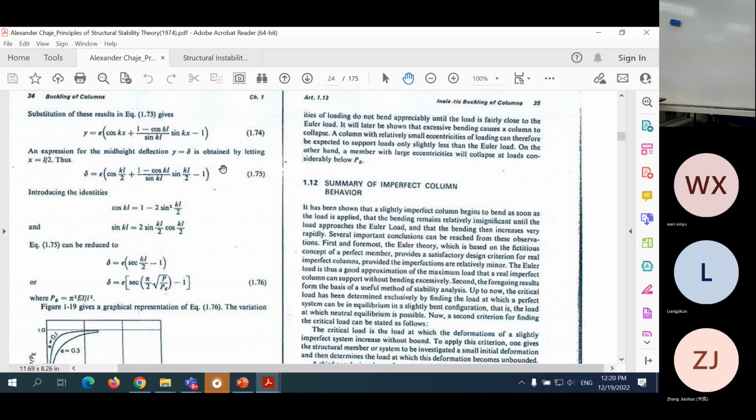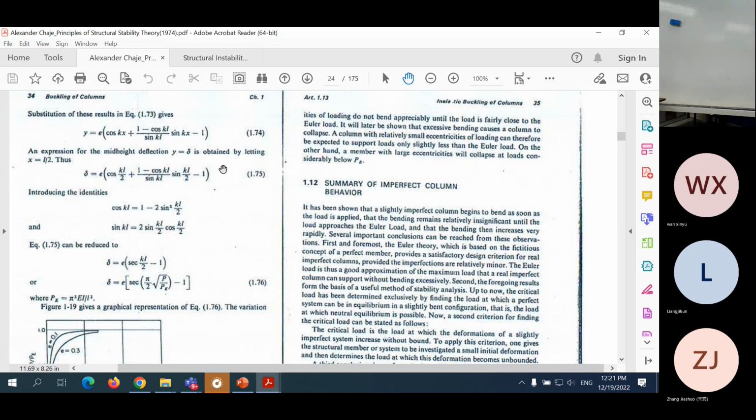Remember what K is, and we want to get these terms out. So this one we can rewrite to get this form. Here you can try, because you have secant KL. K is the square root of P over EI. So you can rewrite this, which is coming from these equations. Consider this, you get this, then you rewrite into this form.